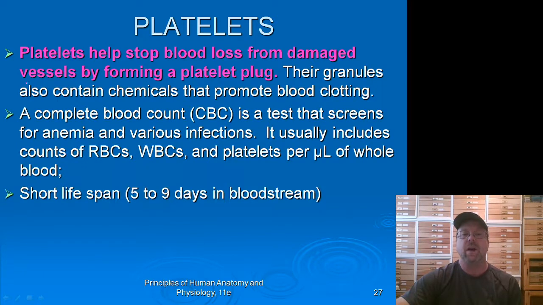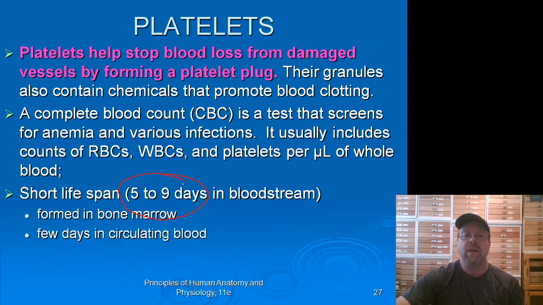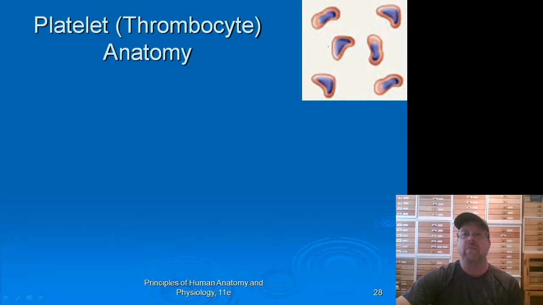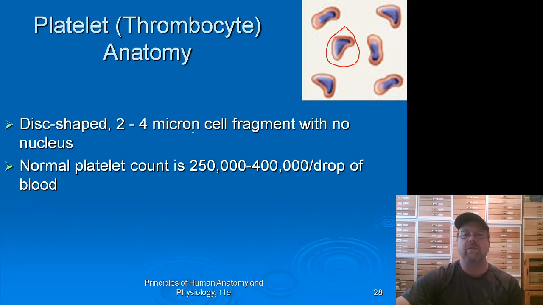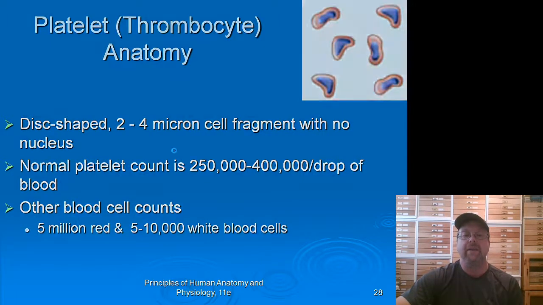It says they stop blood loss by forming a platelet plug. They have a short lifespan. They only last somewhere between 5 and 9 days, so about a week. Remember, they're just fragments of cells, so they don't live very long. They have no way of repairing themselves or correcting any mistakes. Let's look really quick at what a thrombocyte or a platelet looks like. They're little boomerang shaped fragments. They're 2 to 4 microns, 250 to 400,000 per drop.